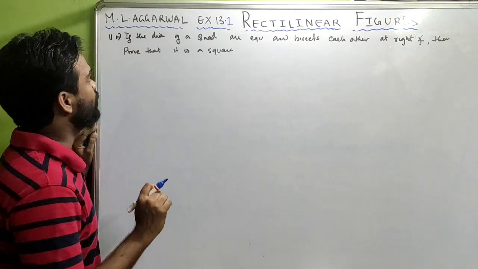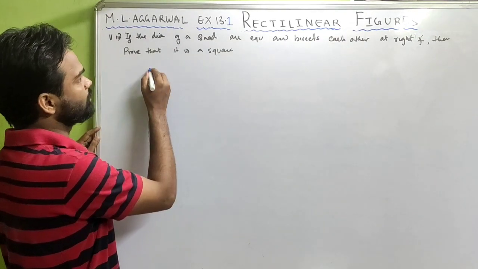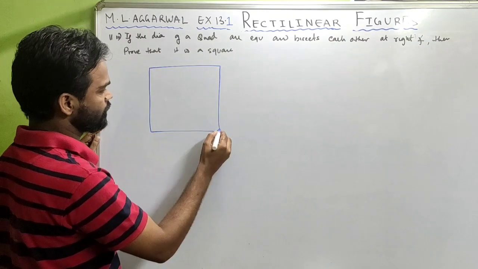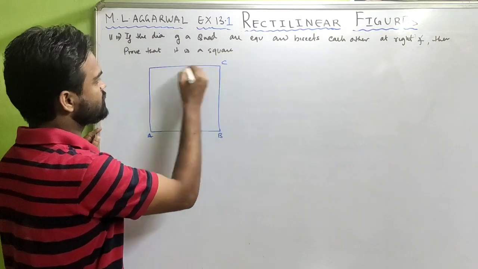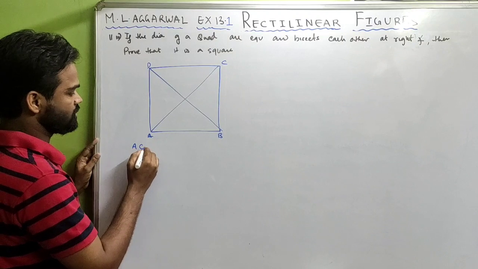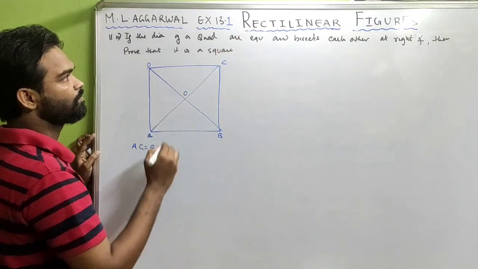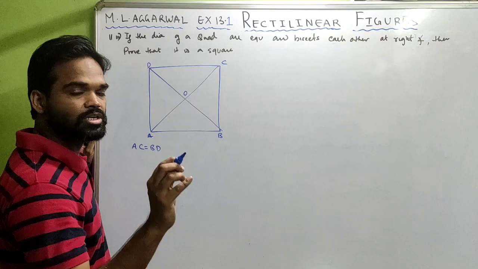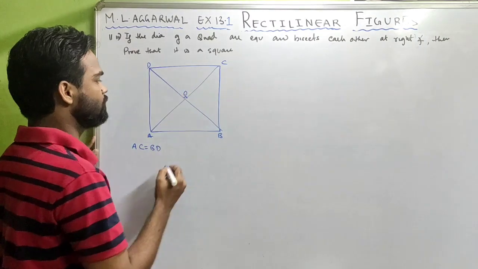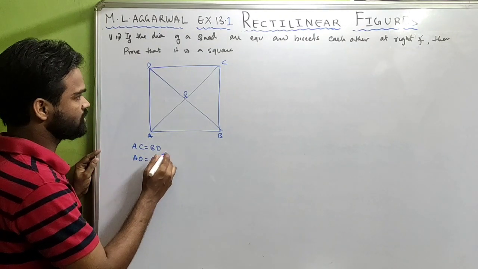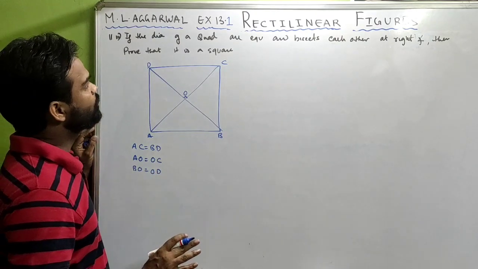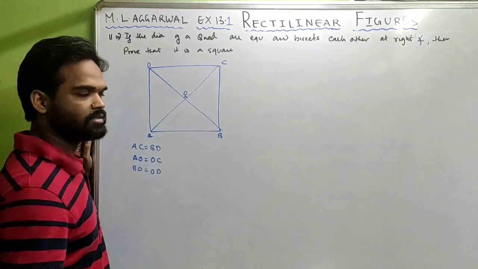Now look at this sum, 11 part 3. If the diagonals of a quadrilateral are equal, so I'll draw a quadrilateral. Suppose A, B, C, D, and the diagonals are equal, which means AC is equal to BD. They have given that, okay? And bisect each other at 90 degrees. So this is 90 degree, which means AO equals OC and BO equals OD. They've given this. Prove that ABCD is a square.